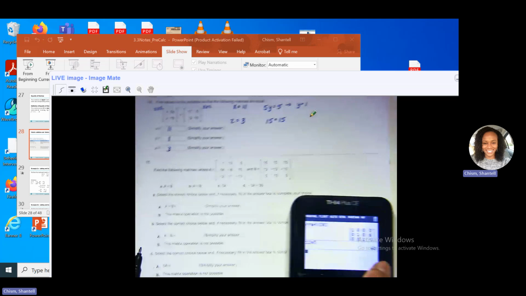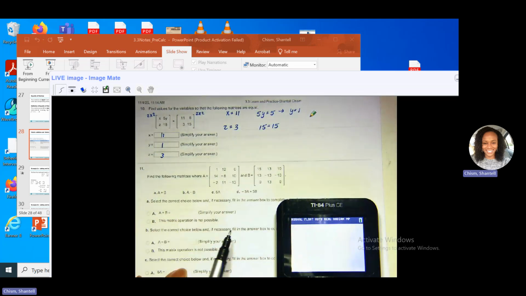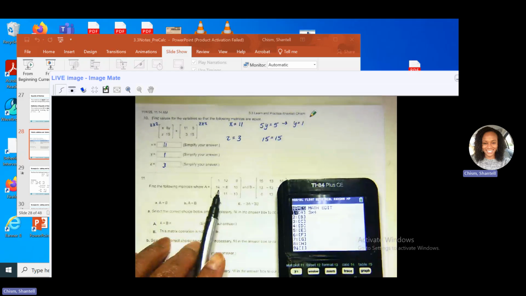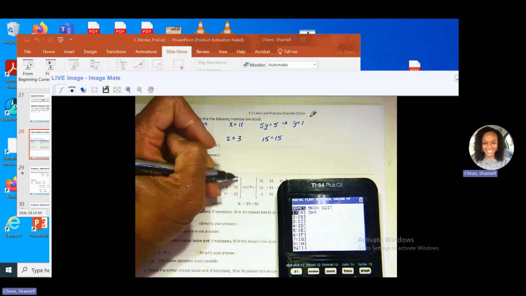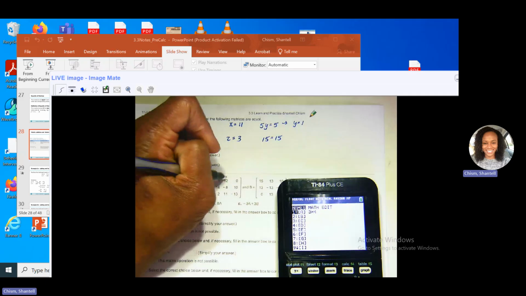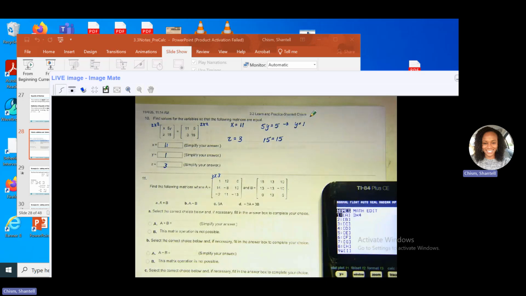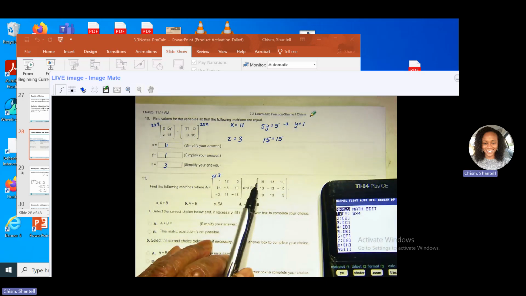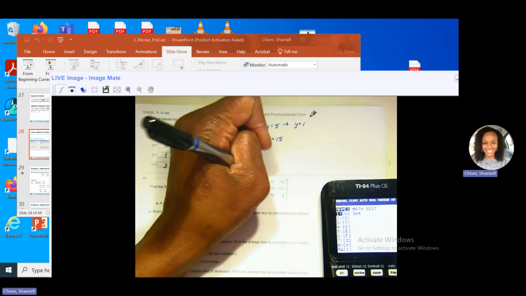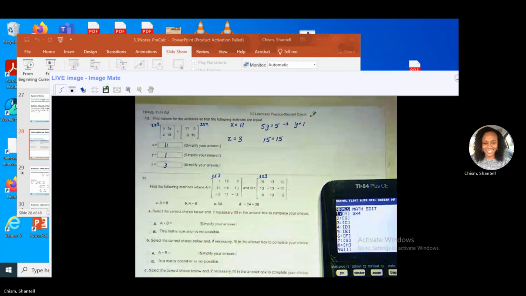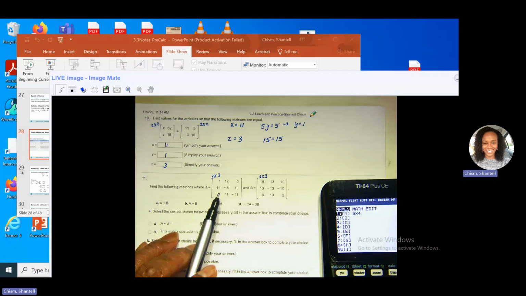I'm going to put in, by pressing second matrix, I'm going to put this in for A, of course, because it's called A. And this is a 1, 2, 3 rows by 1, 2, 3 columns. And this is a 3 by 3 also. Okay. So I'm going to enter these in.